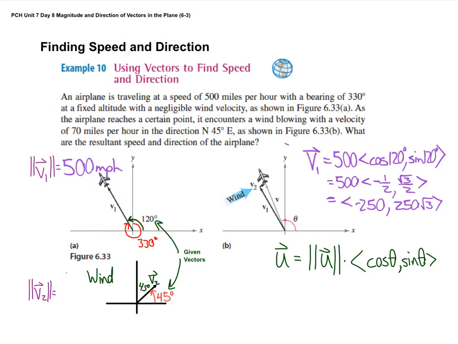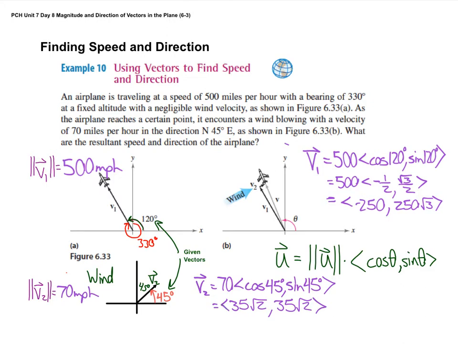direction angle, and then also we are told that the velocity of that is 70 miles an hour. So 70 miles per hour. All right, so our wind, which is vector 2, is 70 times the cosine of 45, sine of 45. Okay, now sine and cosine are both root 2 over 2. So if we multiply the 70 in, it's going to be 35 root 2, 35 root 2. That's our vector 2.